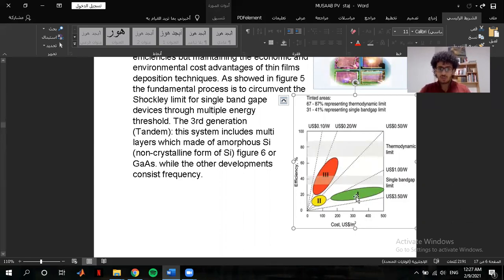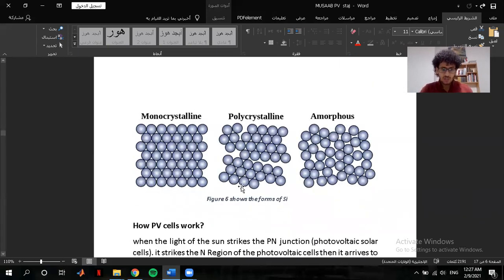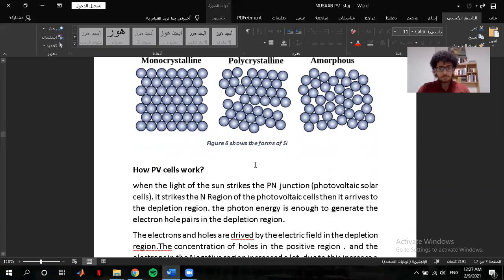This figure shows the relationship between the cost and the efficiency. In the first generation, the efficiency was low and the cost was high. In the second generation, both the cost and the efficiency are low when they use thin films. In the third generation, the efficiency is high and the cost is cheaper than the first and second generations. This figure shows the forms of silicon: monocrystalline, polycrystalline, amorphous.